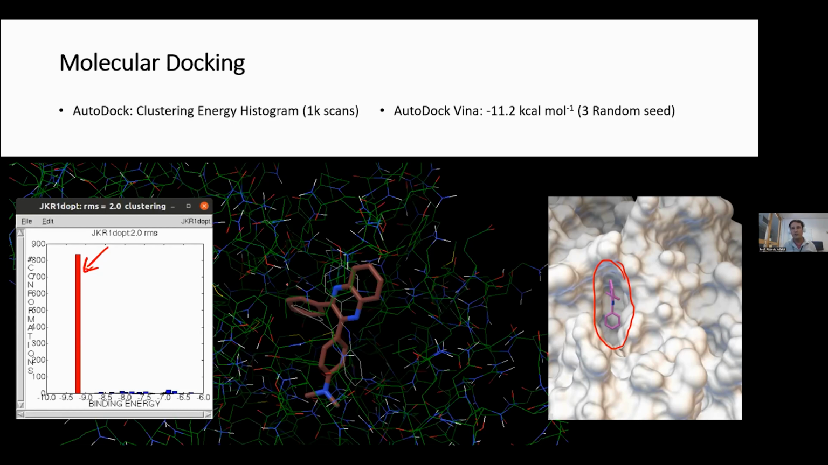Also, this result that I'm showing here is even with what we call a blind docking, which means that the whole protein is inside the box, and the calculations were performed with the whole protein. With AutoDock Vina, we were able to get a low value of binding energy, which is minus 11.2 kilocalories per mole. And this value also didn't change with 3 random seeds.